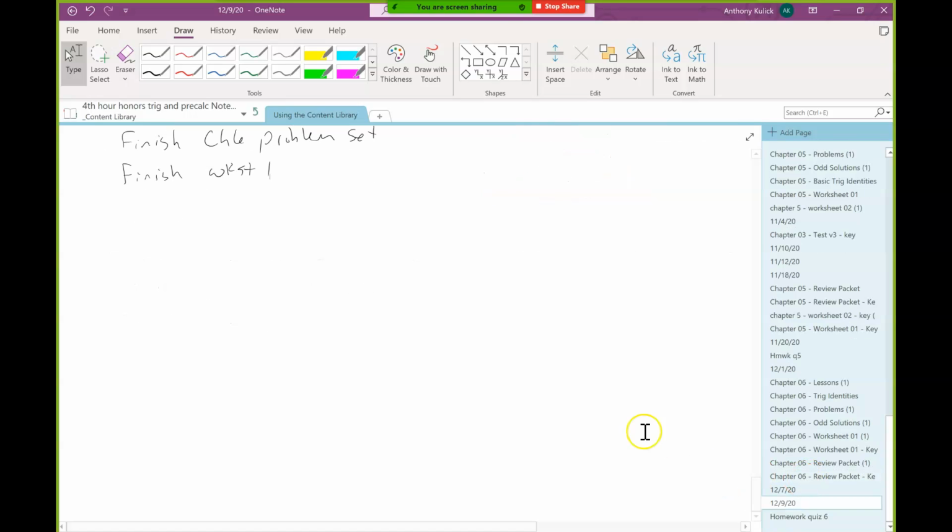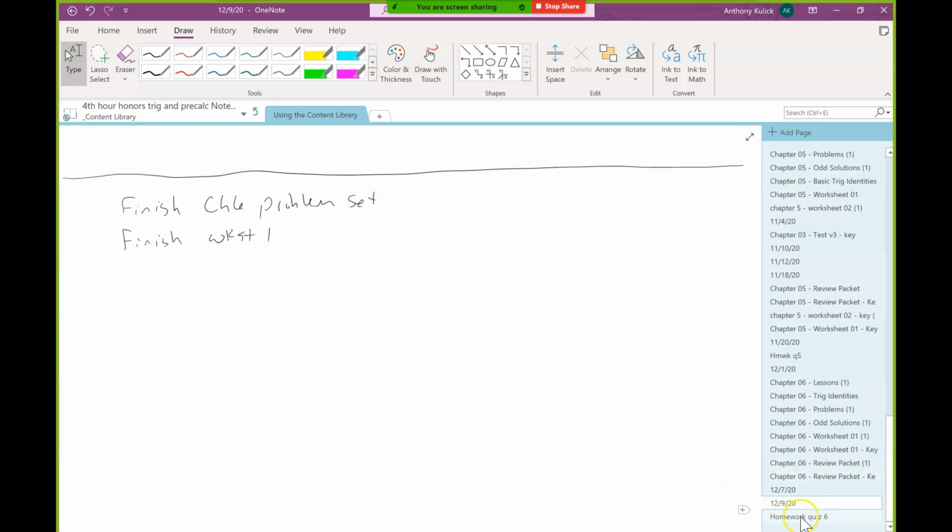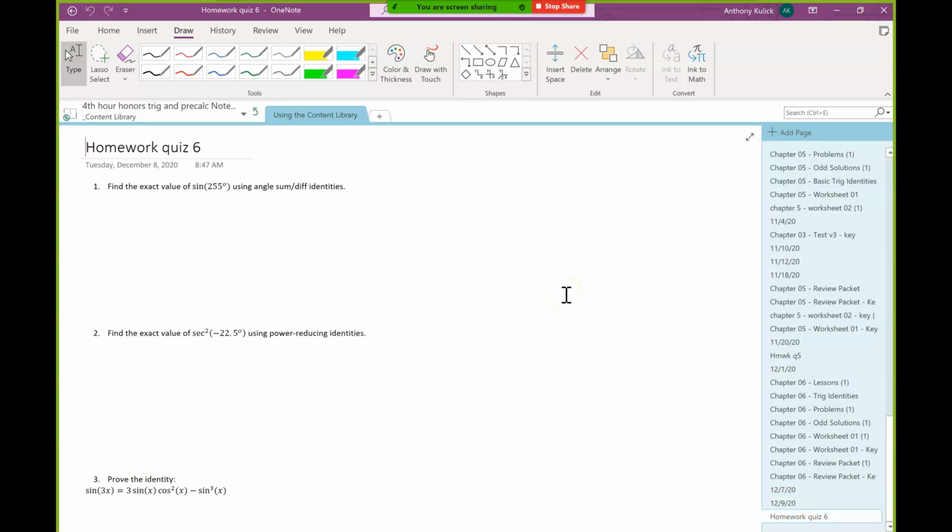And so you have that homework assignment. And then today, to finish things off in class, I have in the content library our 6th homework quiz. So if you guys can do that here by the end of the school day, that would be swell. So we're just asking you to find the exact value of something using angle sum and difference identities, to find the exact value of something using a power reducing identity, and then to prove an identity. So these should be doable things, all things that you would have done last night in the homework had you tried to do it.